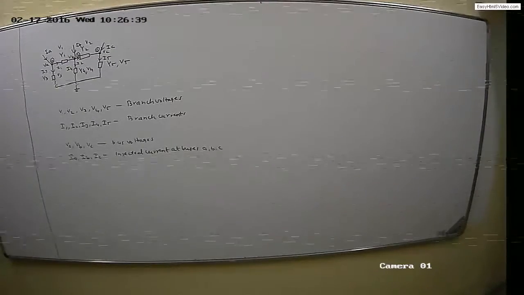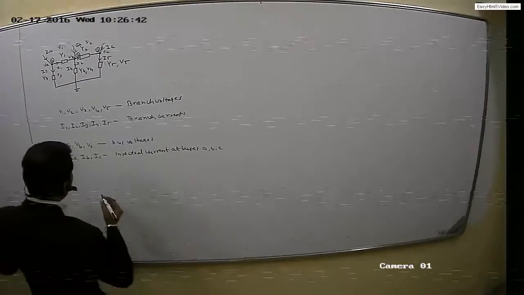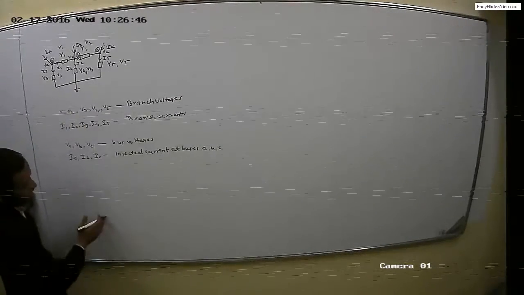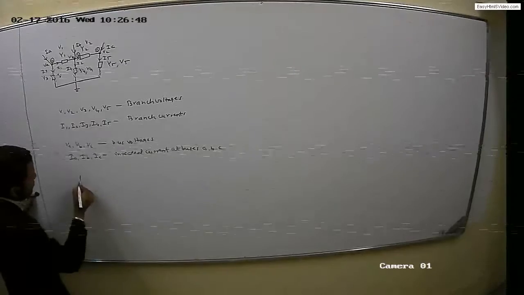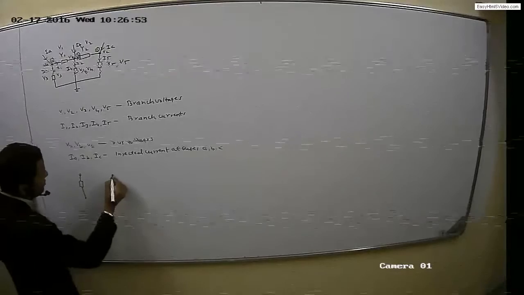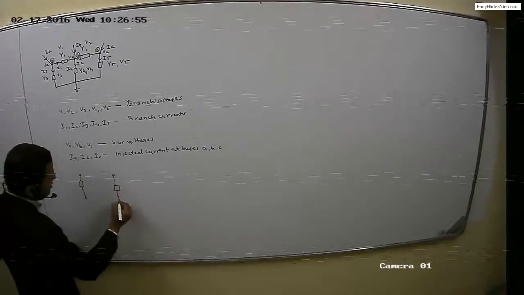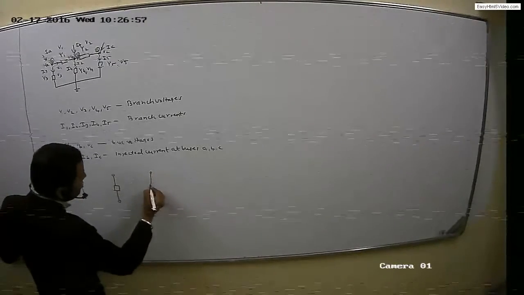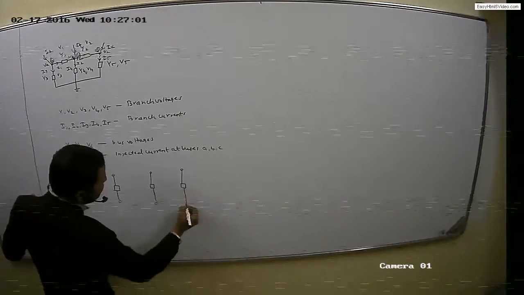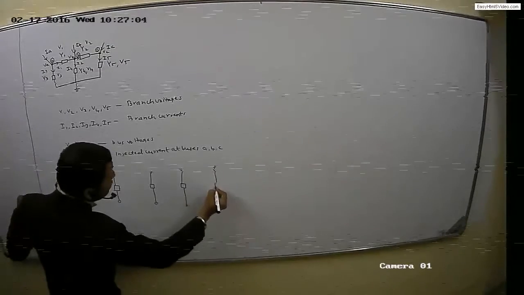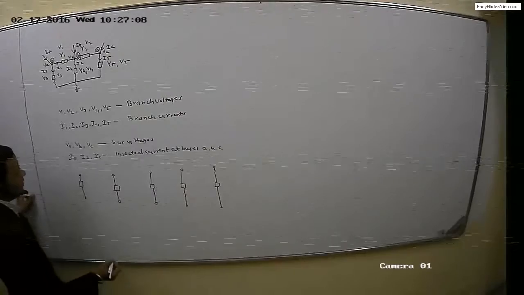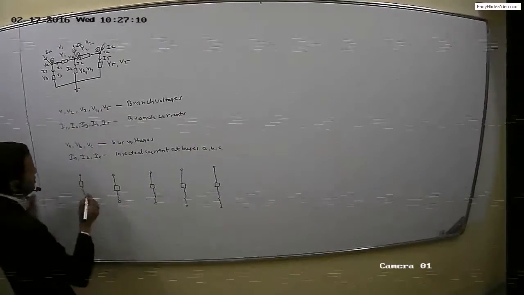So we will start with the primitive equations. Let us write down first the primitive equations. For that we will have to represent this circuit in a separated form. So let us represent the 5 branches separately: first branch, second branch, third branch, fourth branch and fifth branch. These 5 branches are there, 3 nodes are there. Along with that, another datum node is there.